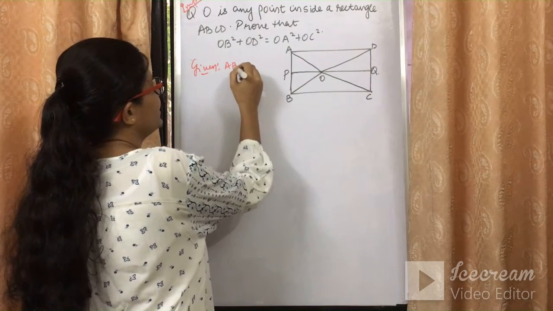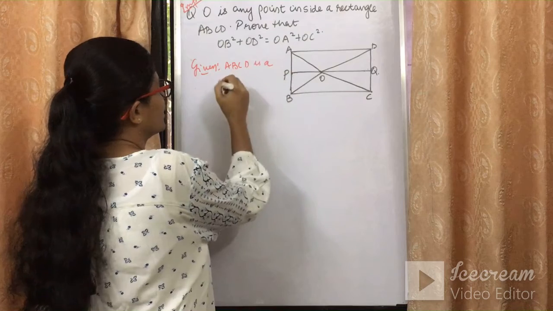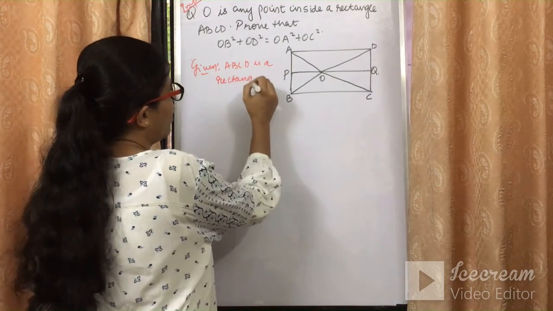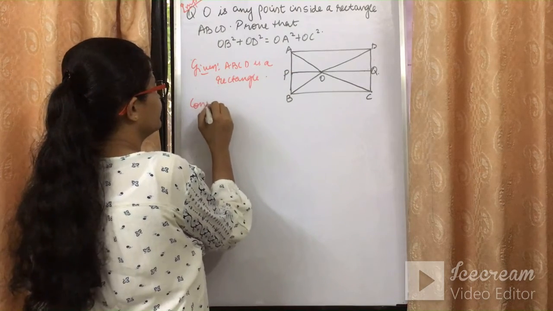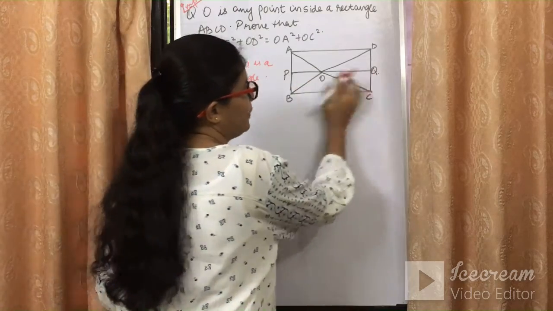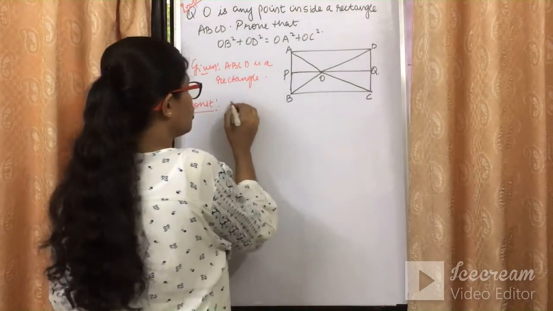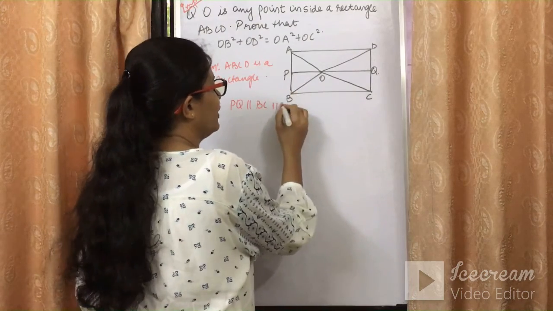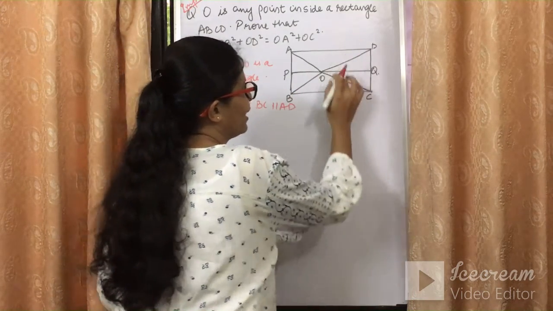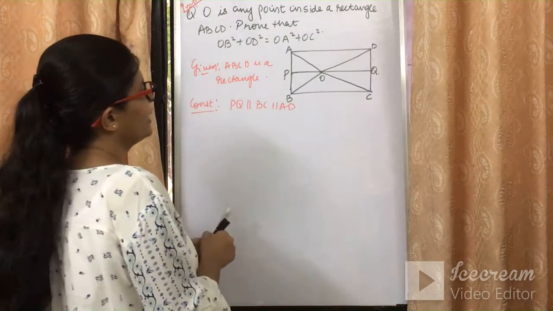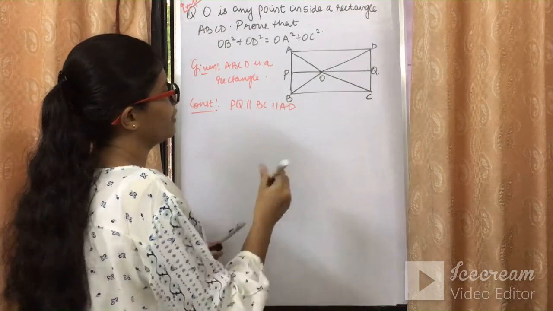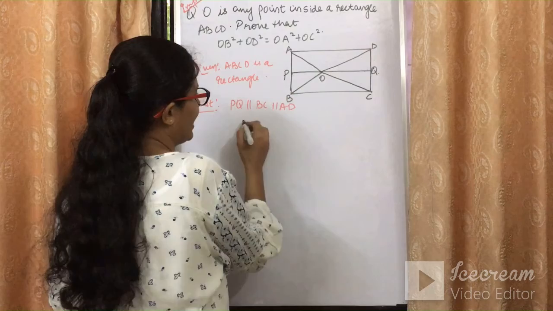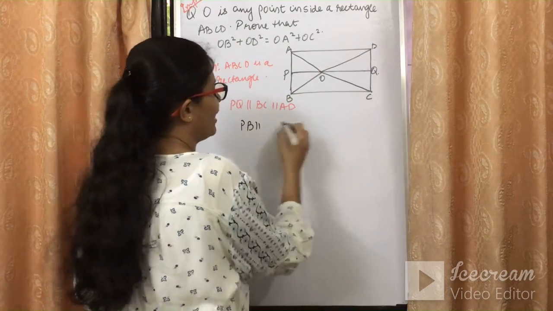Given is ABCD is a rectangle. Now, we need to construct a line PQ. We need to draw PQ such that PQ should be parallel to BC and parallel to AD. So this line is parallel to both. Now, ABCD is a rectangle, so can we say that PB will also be parallel to QC?